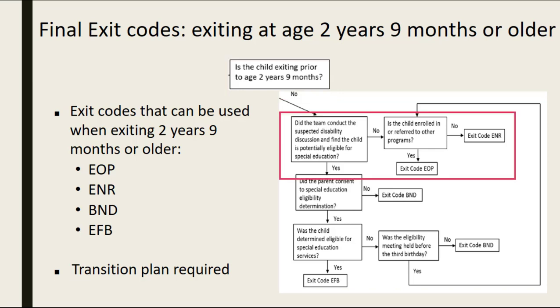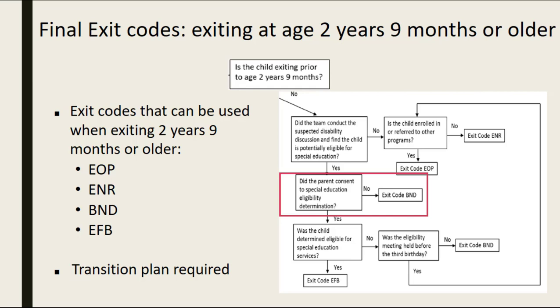If the team conducted the suspected disability discussion and does not think the child is potentially eligible for early childhood special education, and the child is enrolled in or referred to other programs, exit code EOP is used. If the child is not enrolled in or referred to other programs, exit code ENR is used. If the team conducted the suspected disability discussion and found the child is potentially eligible for early childhood special education, then the parent will need to consent to Part B eligibility determination.